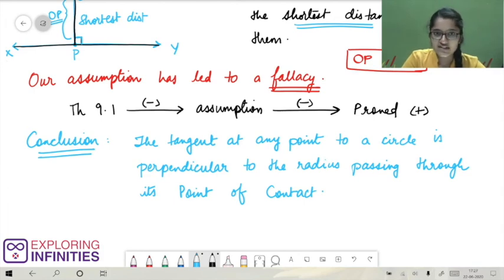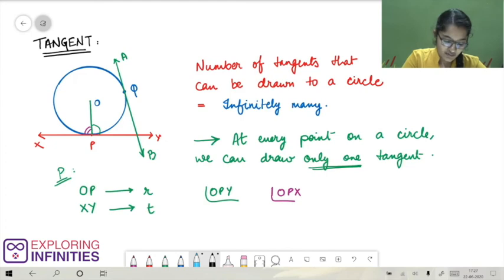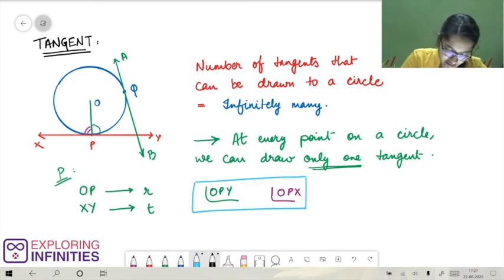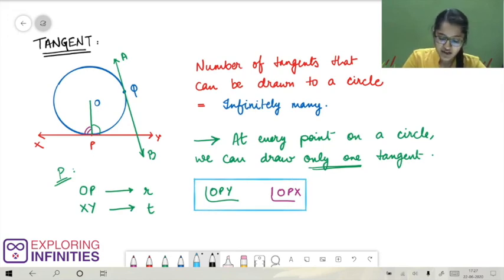Why did we look at this statement? While discussing the concept of tangent, we had a doubt about whether the measures of angle OPY and OPX have anything special about them. What are these angles OPY and OPX? They are the angles formed at the point of intersection of line segment OP, which is our radius, and line XY, which is our tangent. So these are the two angles.